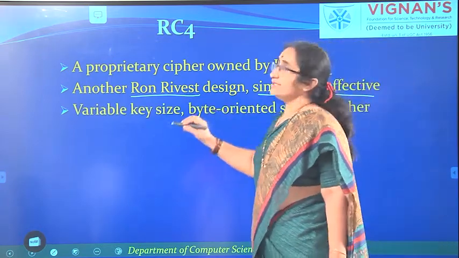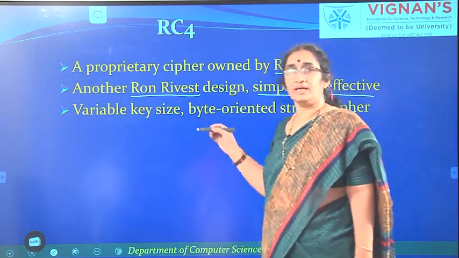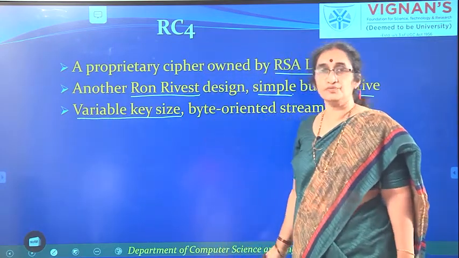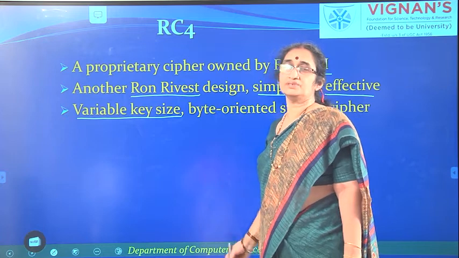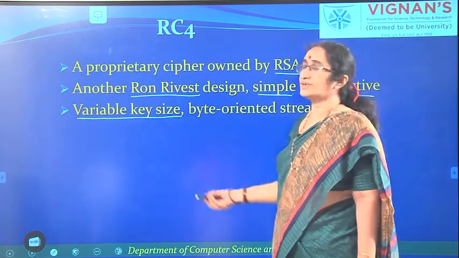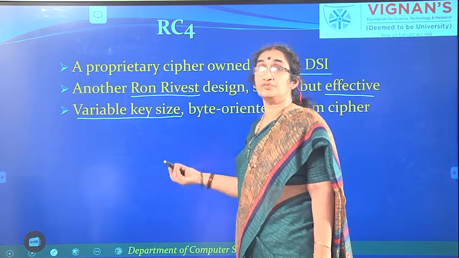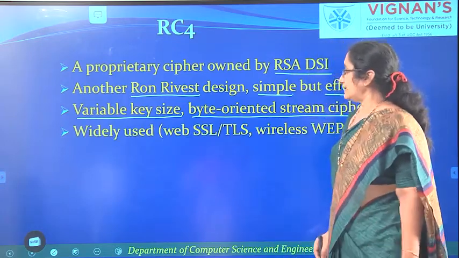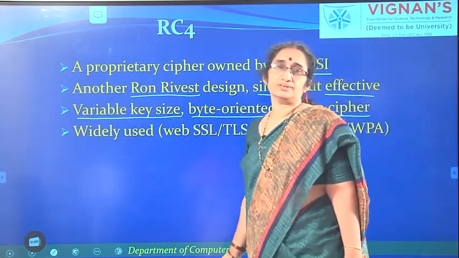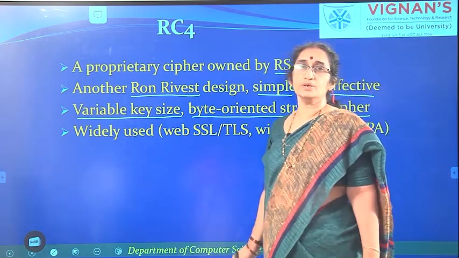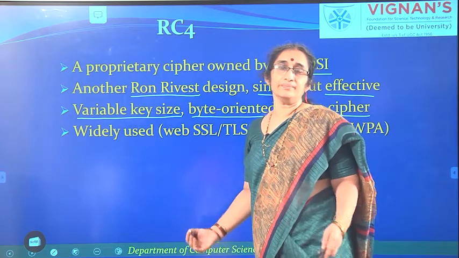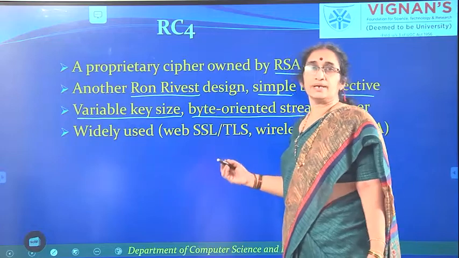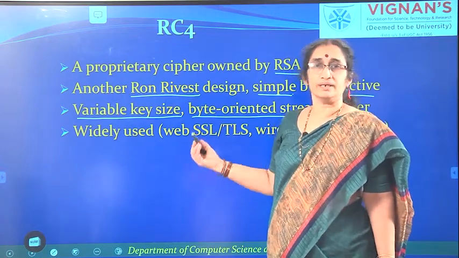The key size need not be fixed here. You can have a variable size key between 0 to 256, that means 1 to 256, that is it can be from 0 to 255, that means it can be 256 bytes, and it is a byte oriented stream cipher, and it is mainly used in web applications, because in web applications you need not wait till the complete data comes and make it into block and then encrypt it. So, as the data comes, you can use the stream cipher and you can encrypt the data.